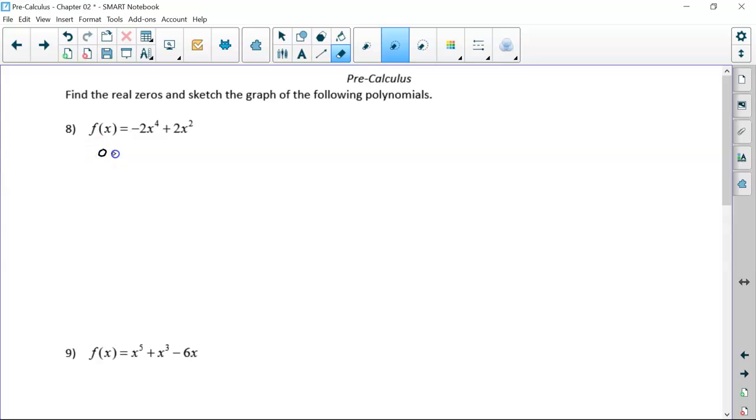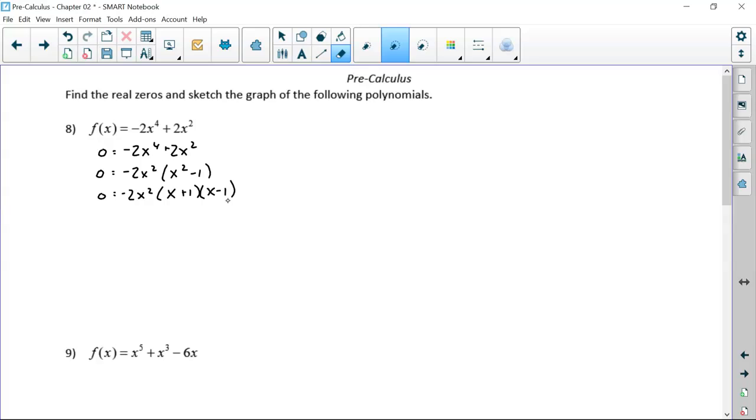So 0 equals -2x to the 4th plus 2x squared. It's the x-intercept, when y equals 0. So what we can do is factor this. We can factor out the greatest common factor, which is -2x squared. And when we do that, we get x squared minus 1. And we can continue factoring this. 0 equals -2x squared, (x plus 1), (x minus 1).